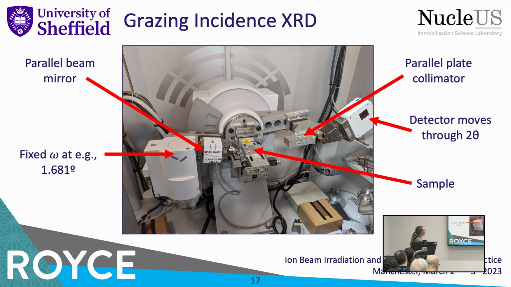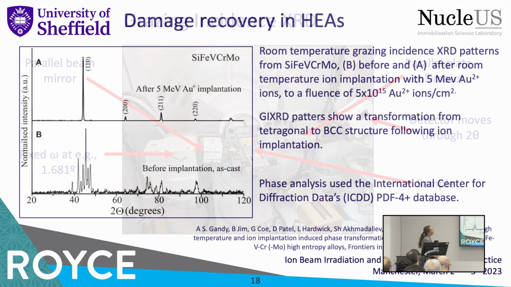So this is what it looks like inside. Here is our X-ray source. This is our parallel beam mirror. We're fixing this at our omega angle, which is 1.681 degrees. Here's our detector. Our detector is the thing that's going to move through 2 theta. This is going to remain fixed. The sample is here. And this is our parallel plate collimator, which ensures only the X-rays diffracted from that damaged region are collected.